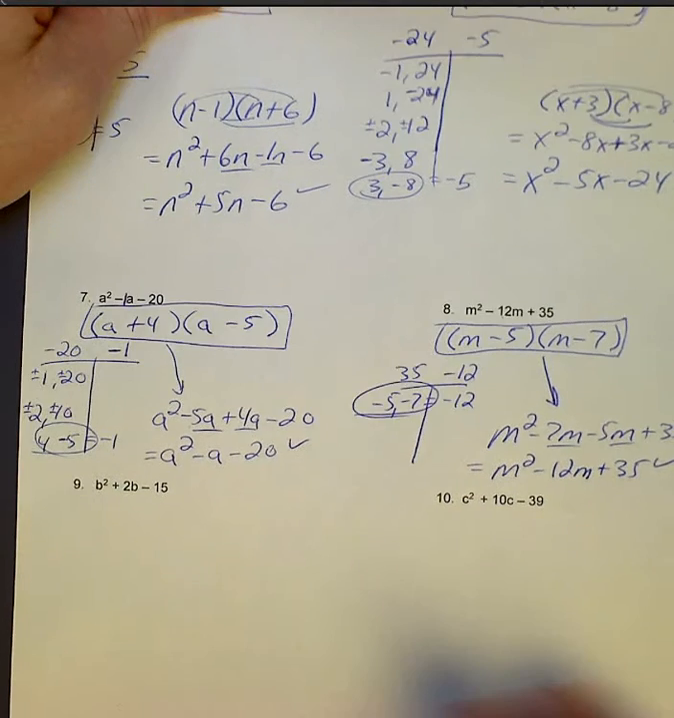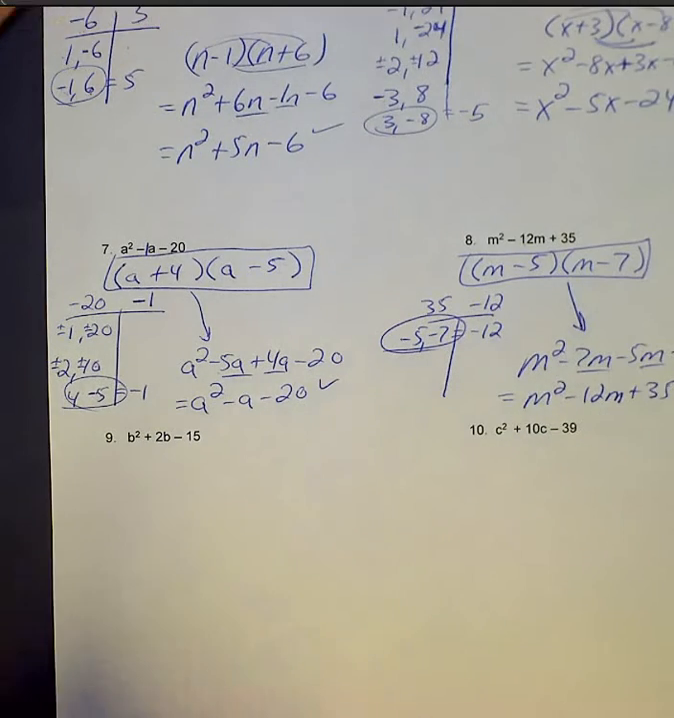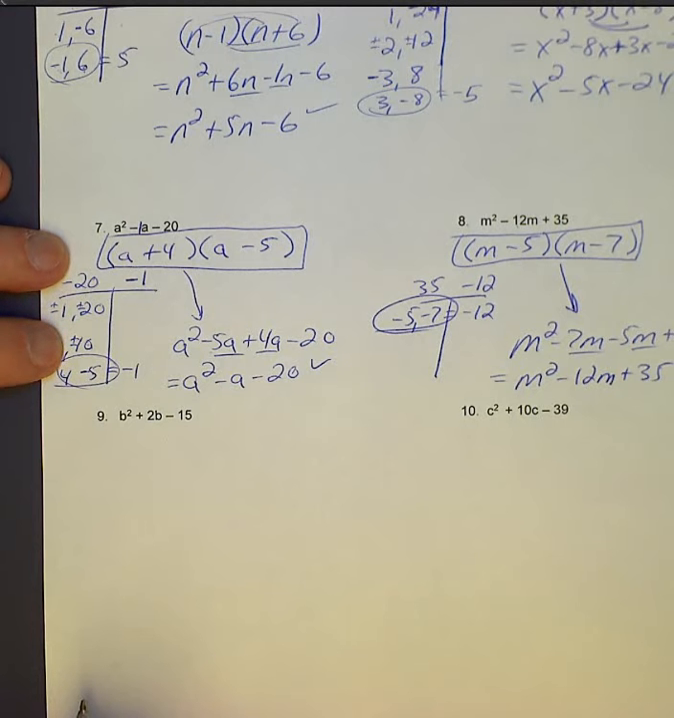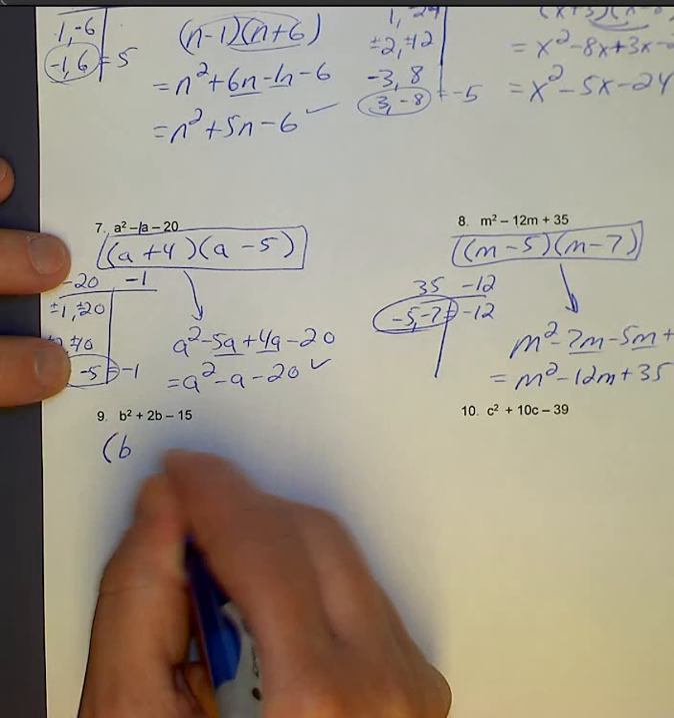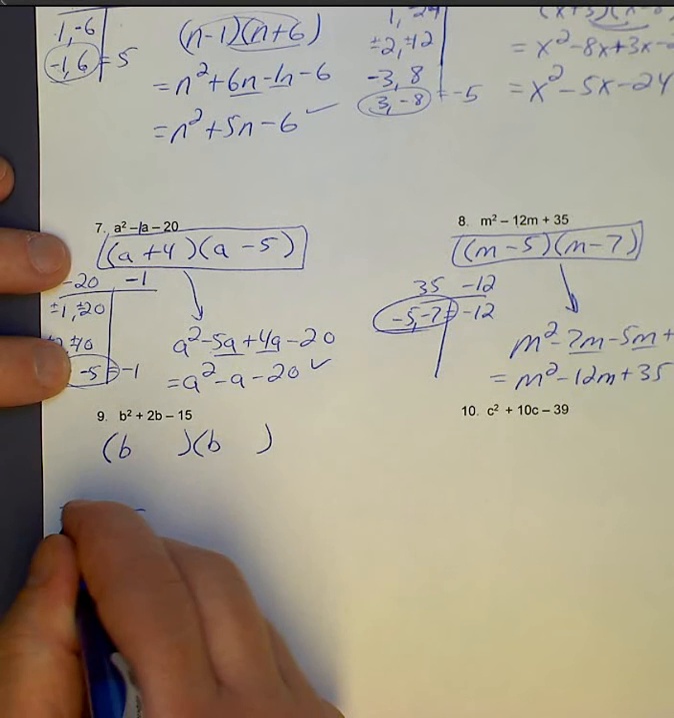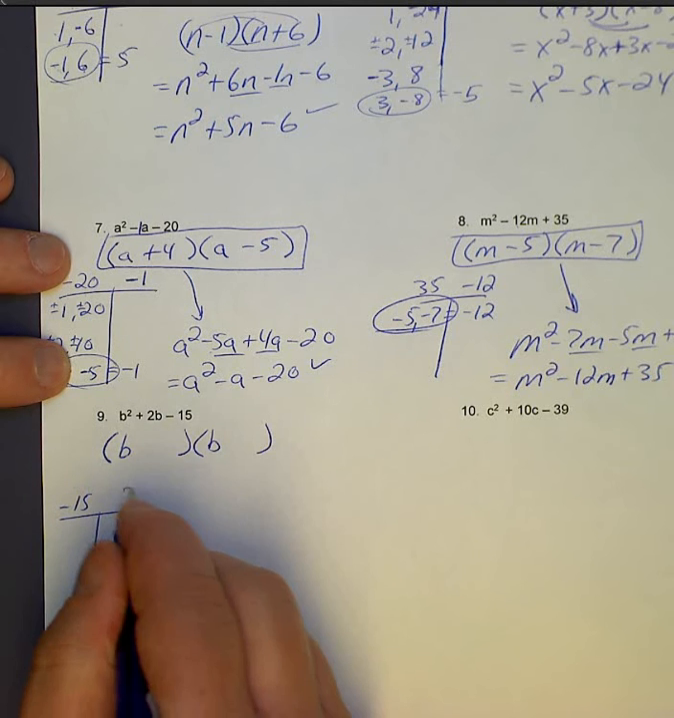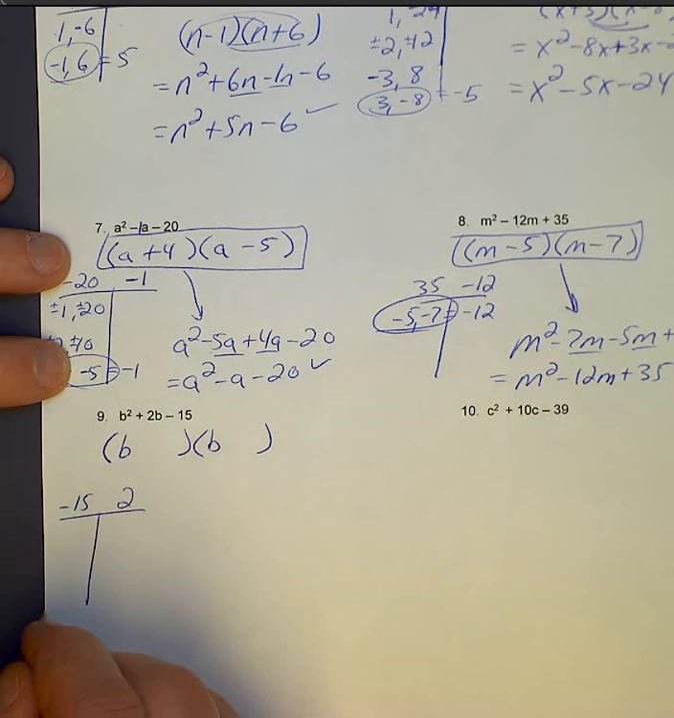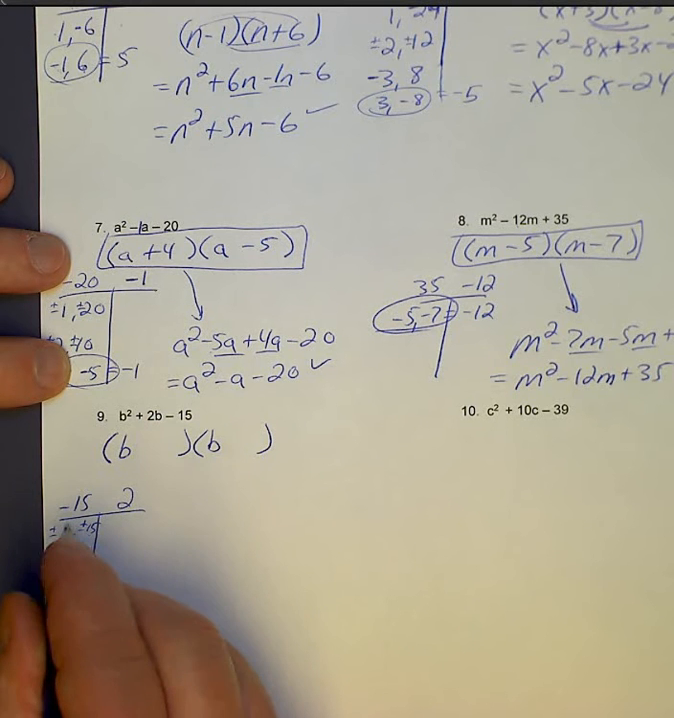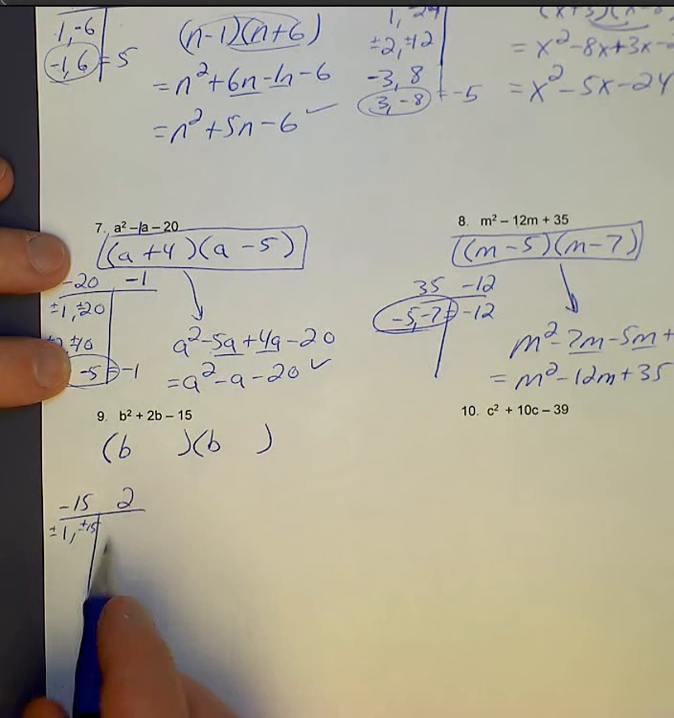Alright, 2 more problems and you can do the homework. Number 9, b squared plus 2b minus 15. If you want to pause the video and try it and then start it back up. But I know I'm going to have a b and a b. I'm going to use my product sum chart. Factors of negative 15, that constant term, that add to 2. I can use my chart or I can go plus or minus 1, plus or minus 15. That's going to give me negative 15 if I multiply one of them negative, one of them positive. I can't get 2 out of that.